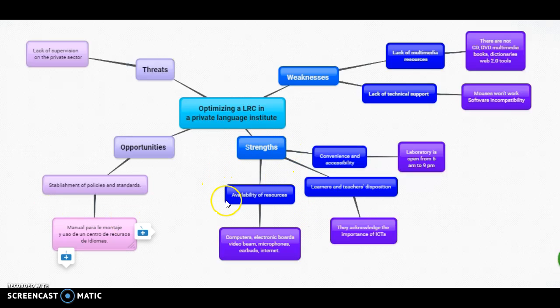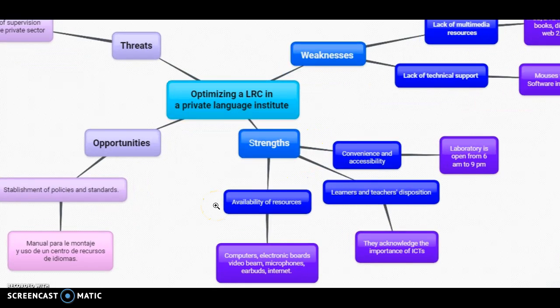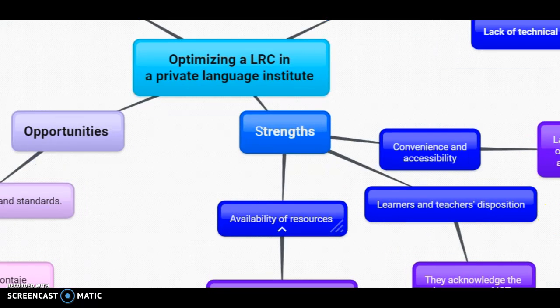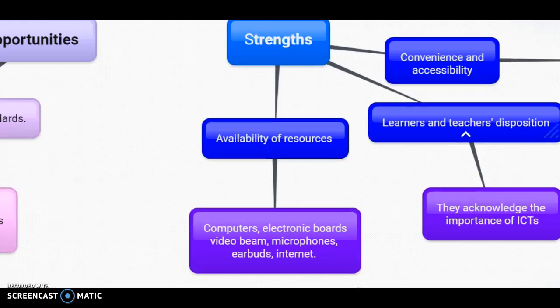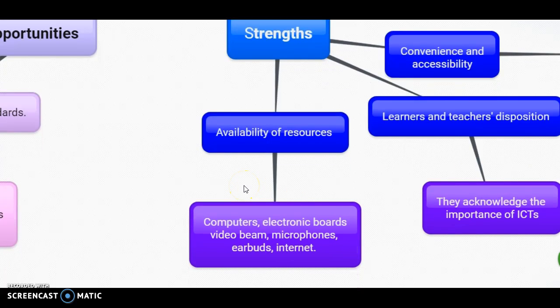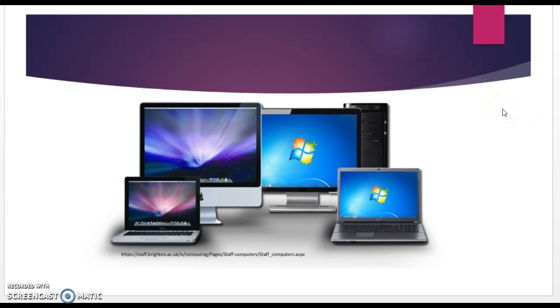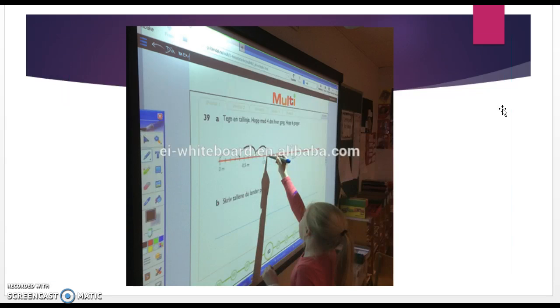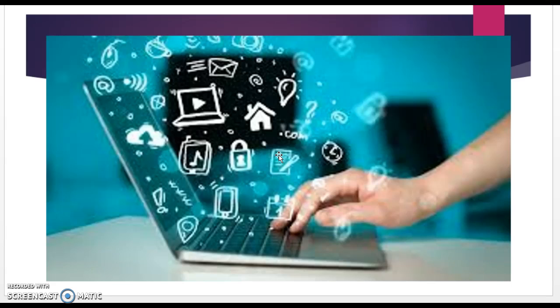In the strengths, I've identified three main issues, which are the availability of resources, learners' and teachers' disposition, and the convenience and accessibility. I think availability of resources is a strength because the institute coordinators and the stakeholders have always been concerned with supplementing all classrooms with ICTs. That is, there are many kinds of resources available. For example, there is a computer in every classroom. There are also electronic boards that students and teachers can use, along with the internet. There is a good internet connection. It's not the best, but it's appropriate for the purposes of language learning.